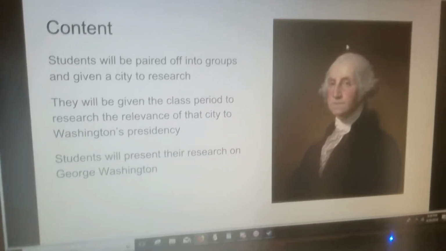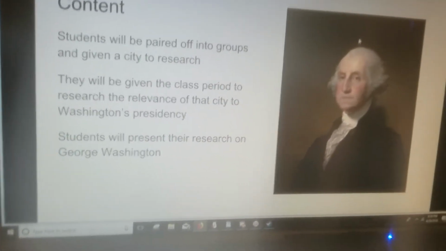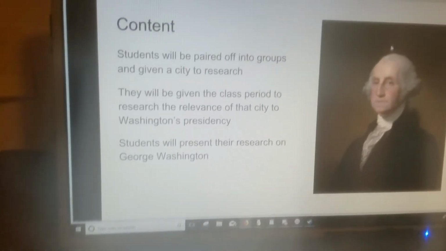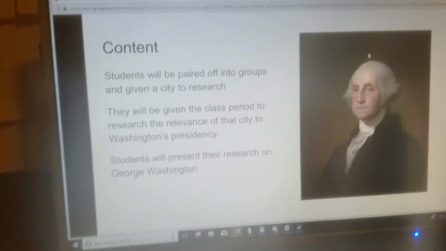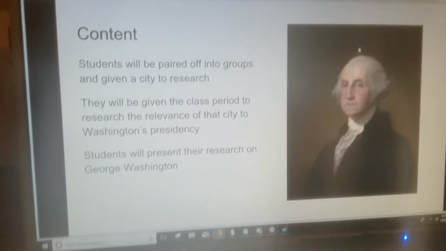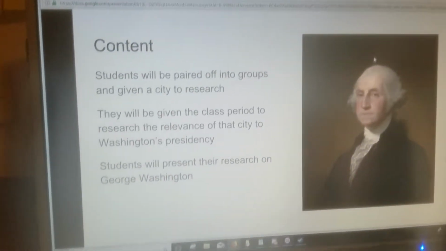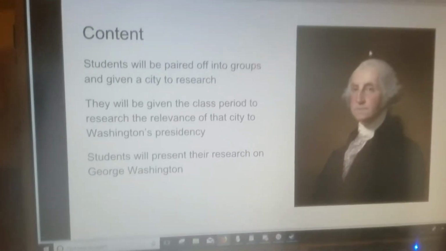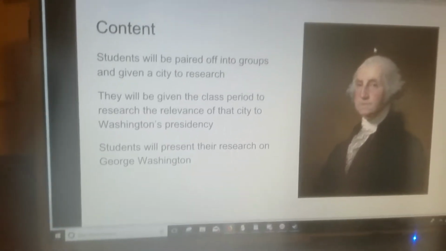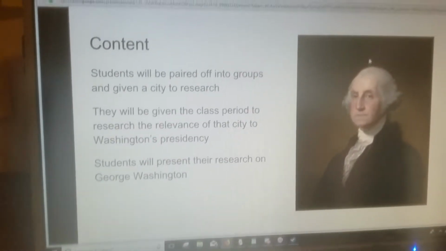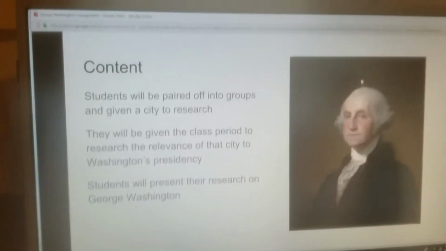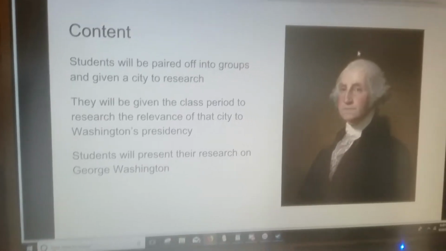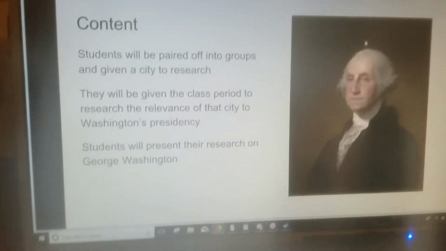So, content: students will be paired off into groups at the beginning of class, and then they'll be assigned a city to research. These cities will be cities that George Washington visited during his trip to his inauguration in New York City. They'll be given the whole class period to research the relevance of that city, what it had to do with Washington's presidency. So for example, they'll have to research the significance of the city during the Revolutionary War, as well as the dates that he stayed in and the dates that he left.